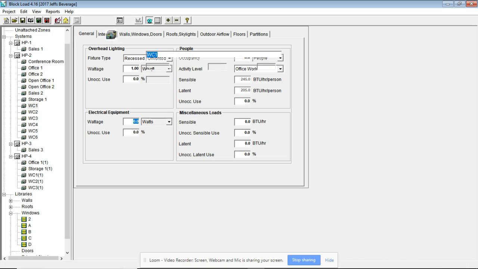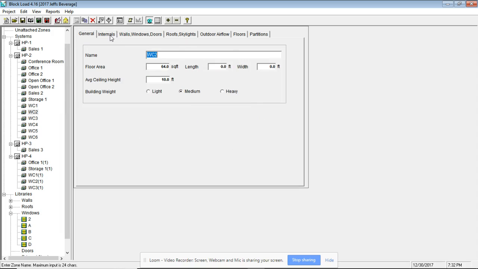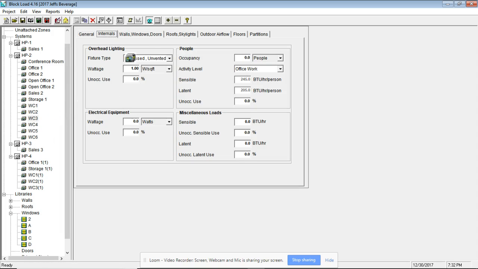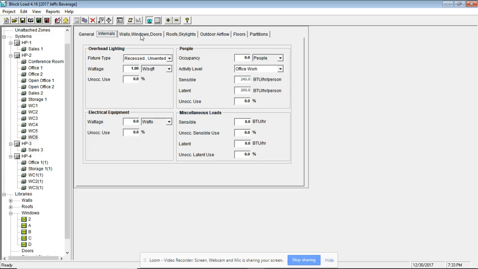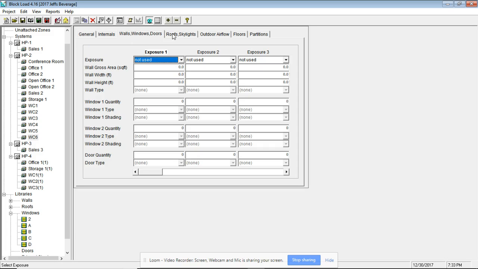Let me check the rest of them and make sure that bathroom 1 has nothing. Bathroom 2 has nothing. What I did with bathroom 5 and 6, instead of copying a bathroom, I copied an office on the second floor. That way I would not have to worry about the floor. But then I went back and put the floor in so I can show in this video how to take it out. 73 square feet, 10 foot high, no people, no electrical load for computers or whatever, no exterior exposures.